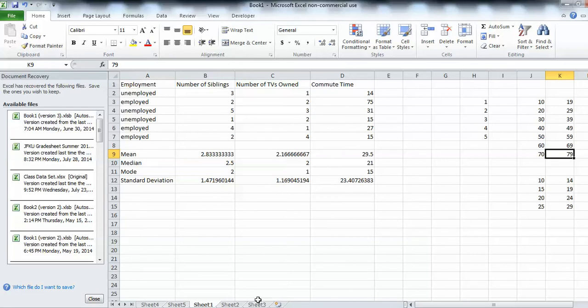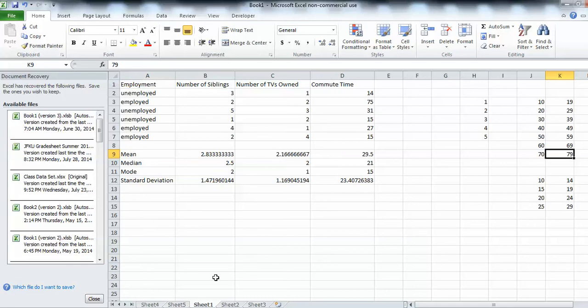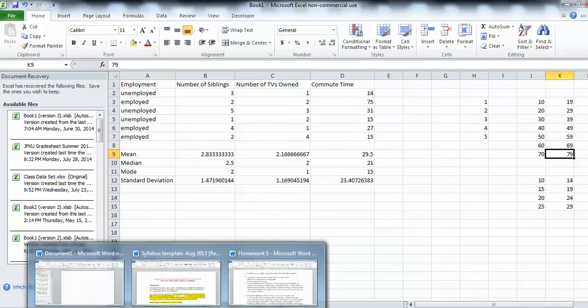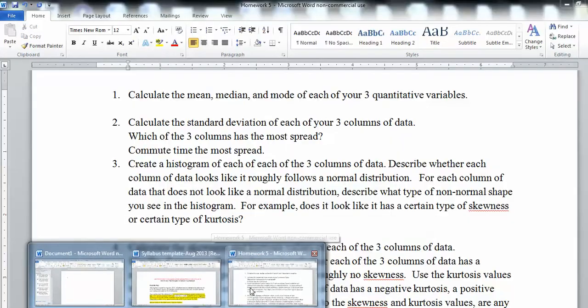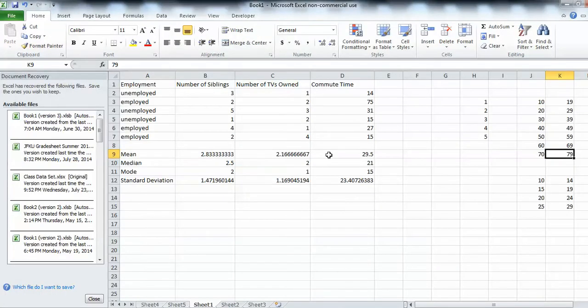If you want, you could just print out the histograms separately and then staple them to the back of the spreadsheet. I think that would be the easiest. So you could staple all this together. You could staple your answers to the spreadsheet right here with the values you calculated, and also staple the histograms that you created.